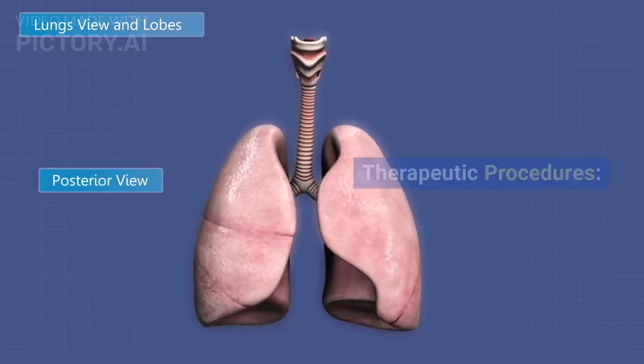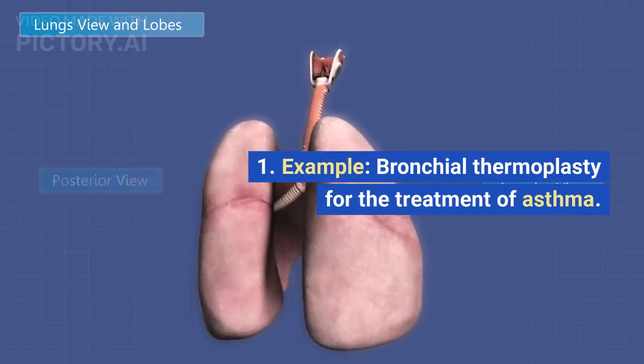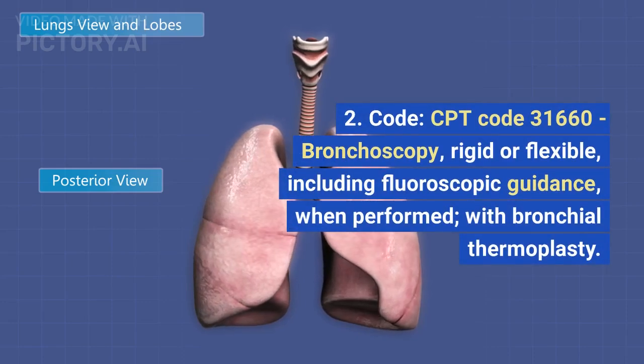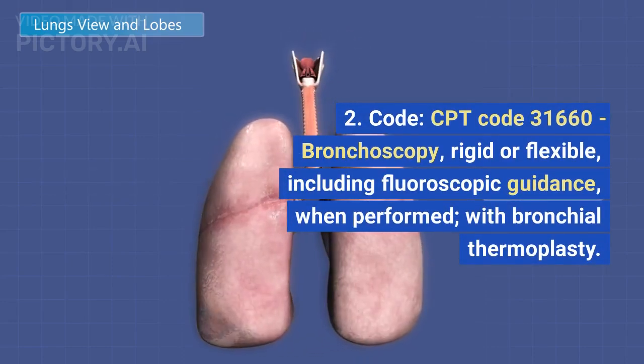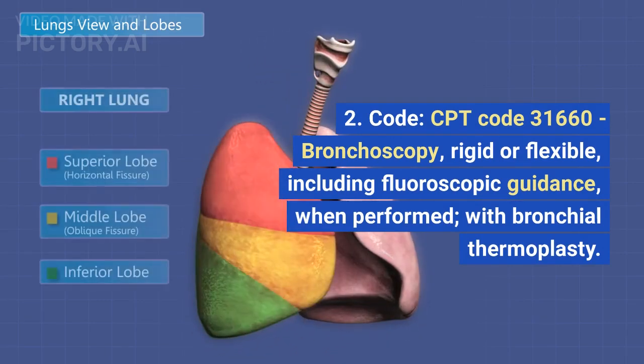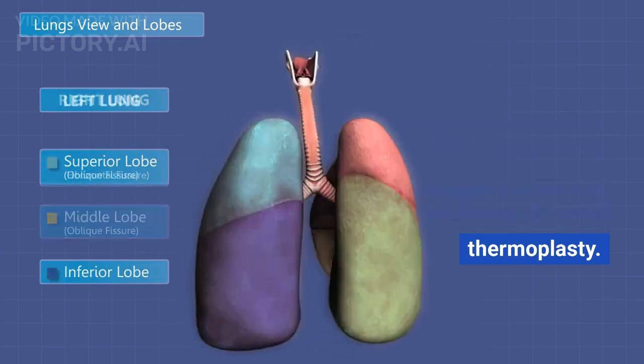Therapeutic procedures. 1. Example: bronchial thermoplasty for the treatment of asthma. 2. Code: CPT code 31660 bronchoscopy, rigid or flexible, including fluoroscopic guidance, when performed, with bronchial thermoplasty.